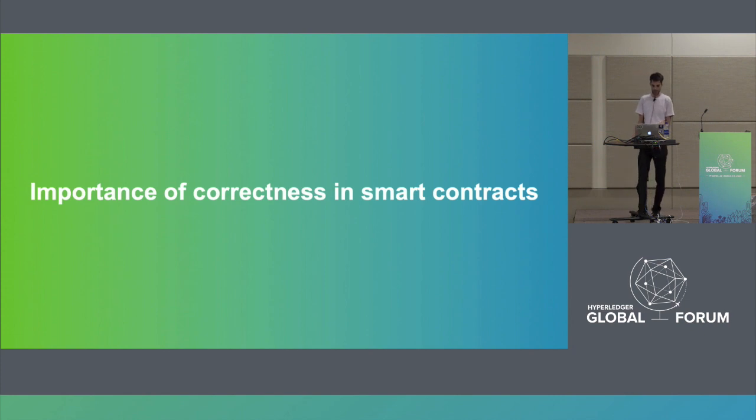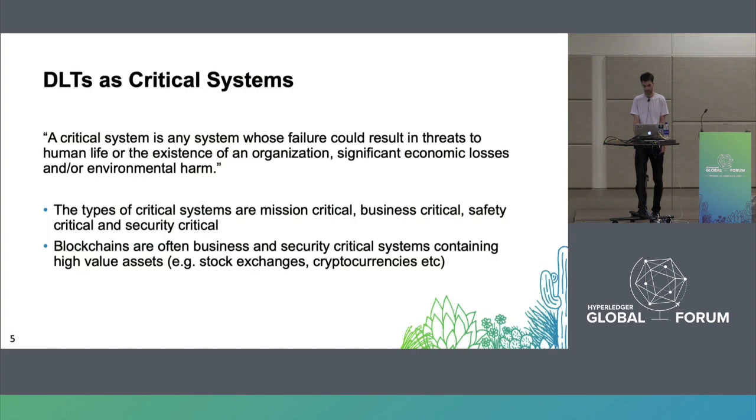So to explain the importance of correctness in smart contracts, I want to give some context by explaining DLTs as critical systems. So in the world of software, some systems are classified as critical systems. And some examples of this are safety critical systems. So the classic example of a safety critical system is airplane software, but it's any software where there's a threat to human life. So in an airplane, for example, if it crashes, people could die. So that is classified as a safety critical system.